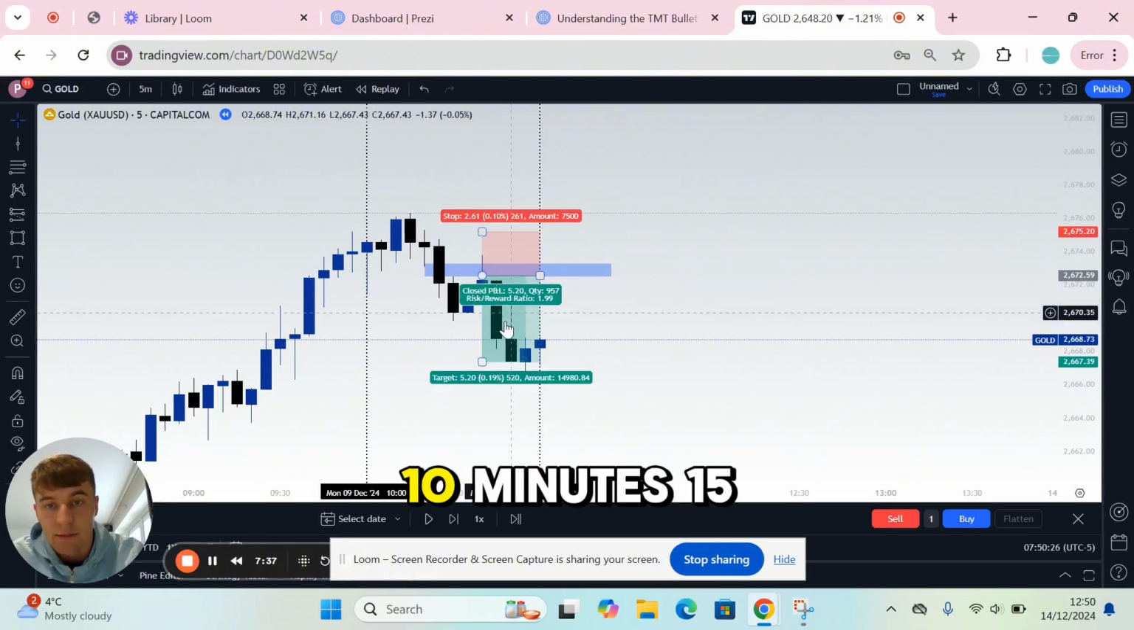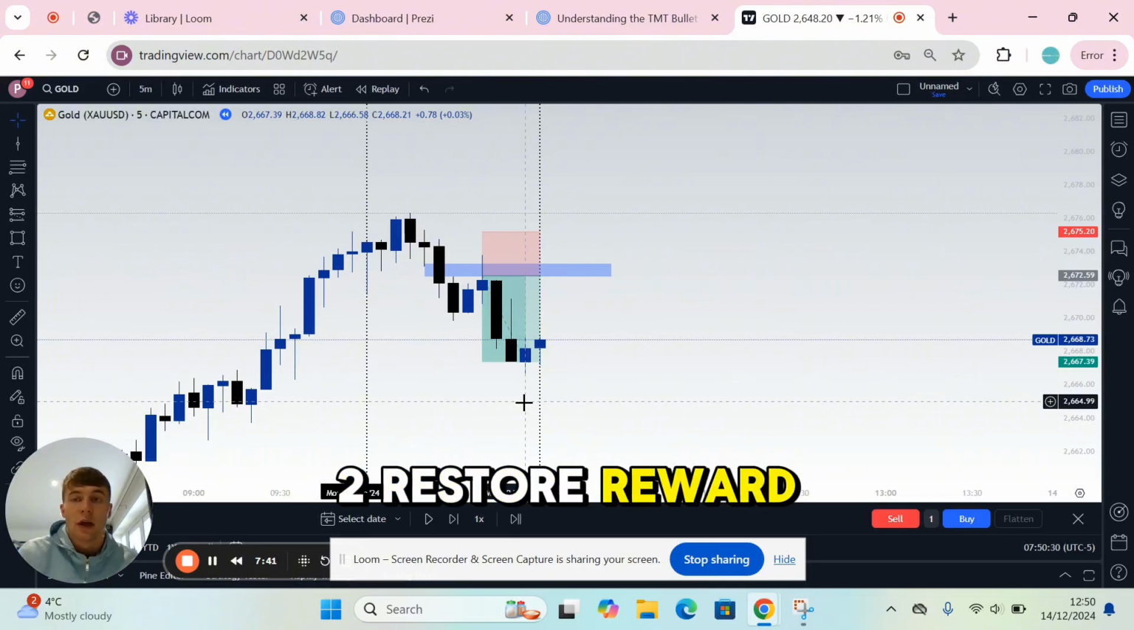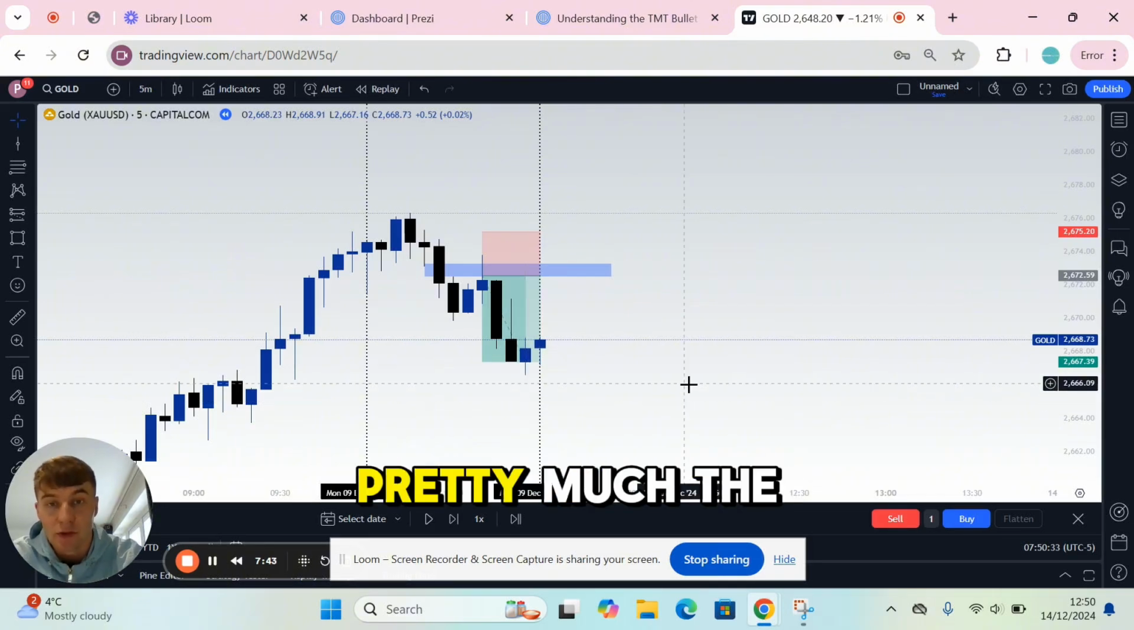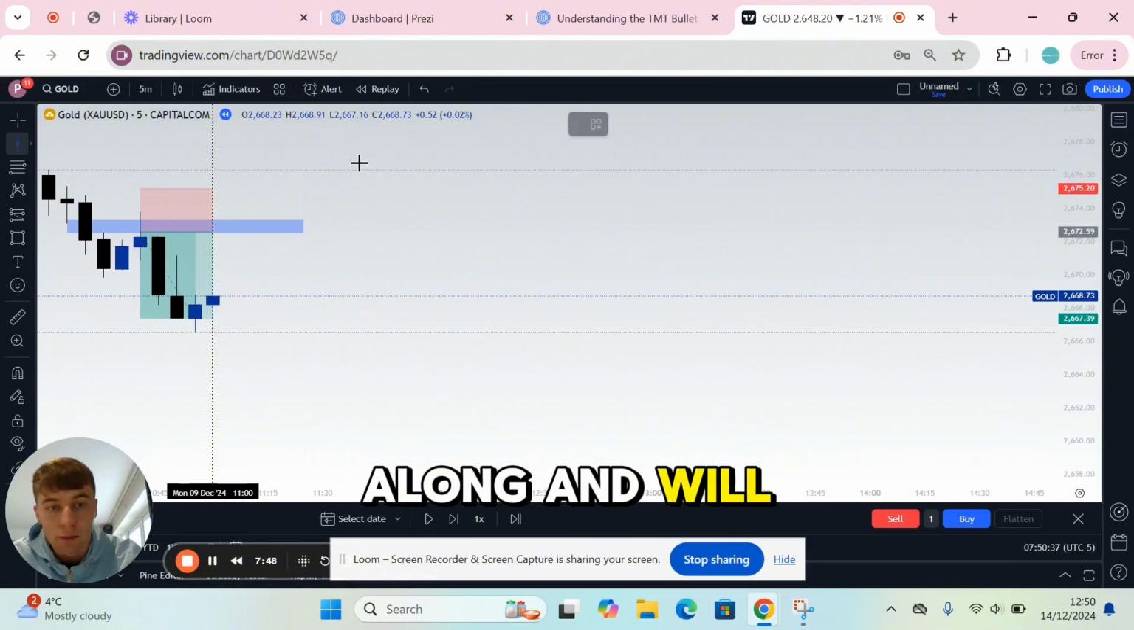So 5 minutes, 10 minutes, 15. Within 15 minutes we've hit TP on a 1 to 2 risk to reward. And that is pretty much the strategy. If you didn't get a trade in there, you could come along and we'll mark this.